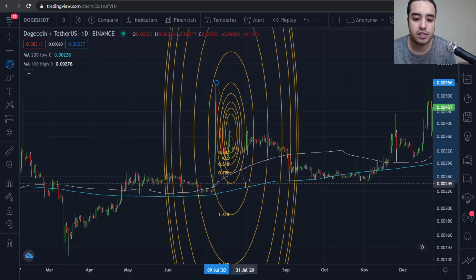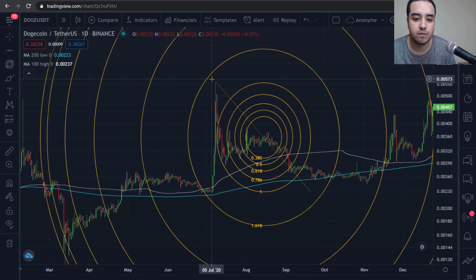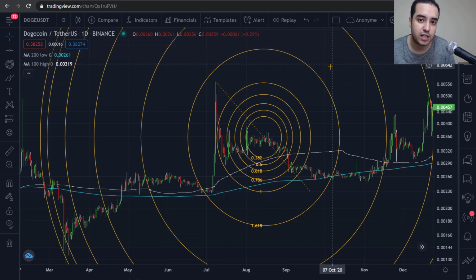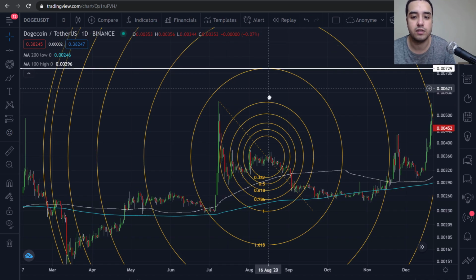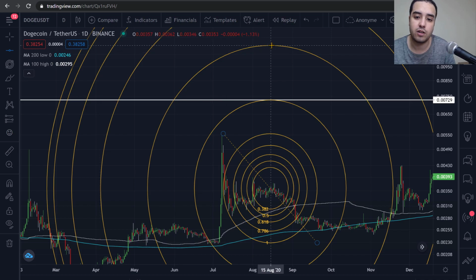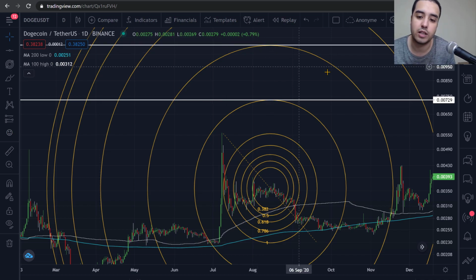Okay, so here guys, say this is based on the high and the low. We can select another movement, and we can predict another movement. So based on that tool, we can get a lot of targets. It actually works almost 100%.